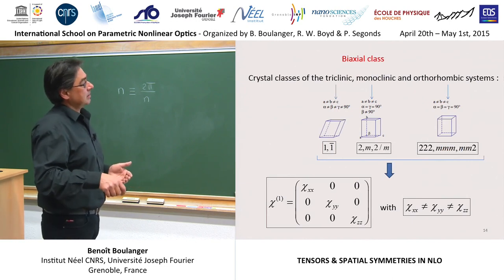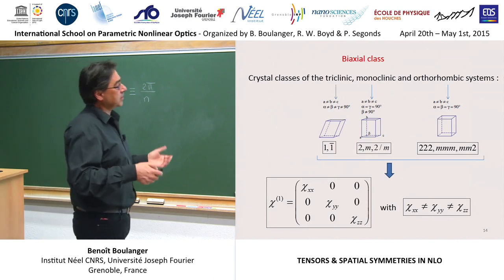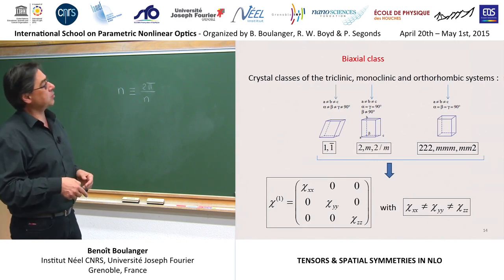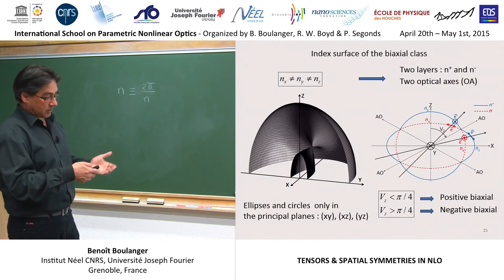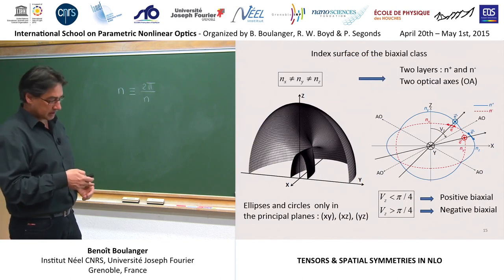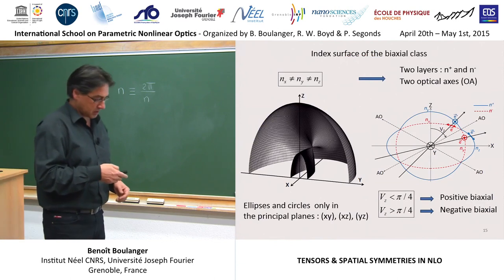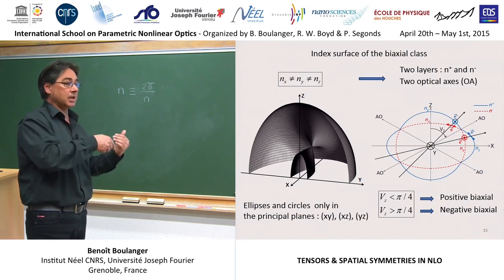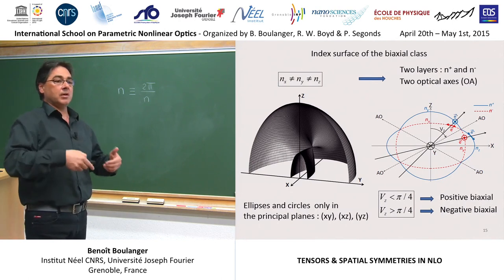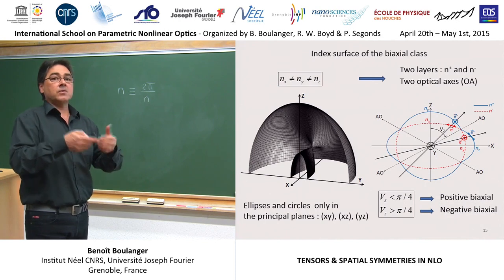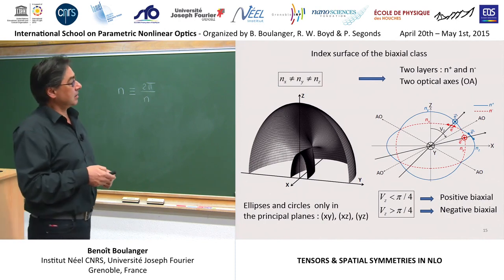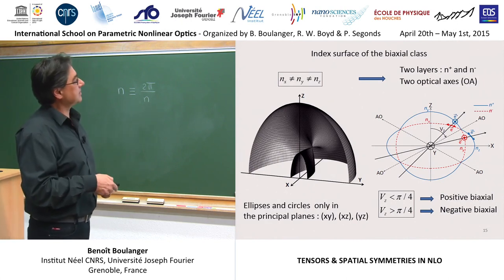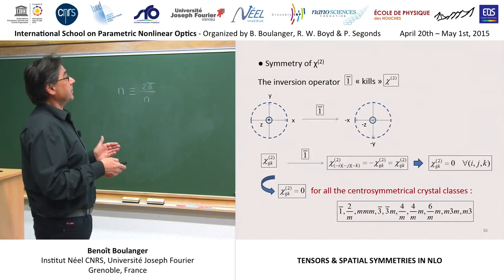And in that case, the three main values of the first order electric susceptibility are different. And the index surface is this one, a little bit more complicated than in the case of uniaxial crystals, and we saw yesterday all the implications it has in the configuration of the interacting fields, but we are going to go deeper on that. Okay, so now the symmetry of chi2.